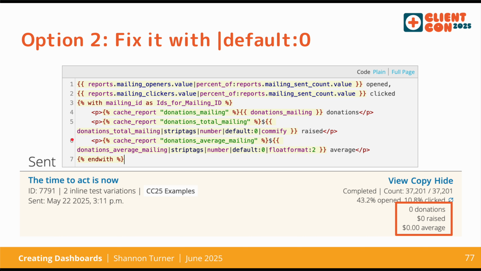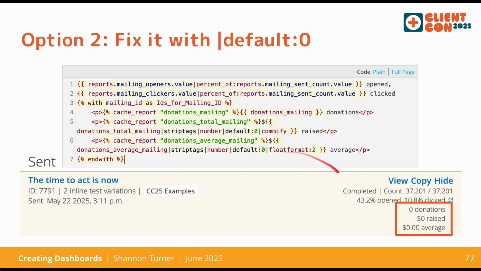Another option, which looks a little bit more verbose but isn't that bad, is to use the default filter. If you've created a mailing, you're probably familiar with our user.firstname snippet, which inserts the user's first name and defaults to friend if we don't know their name. This works pretty similarly. So this code up top is going to say if there weren't any donations, so we strip tags, we turn it to a number, and if there's nothing here, we want to default to 0 instead of saying none raised.